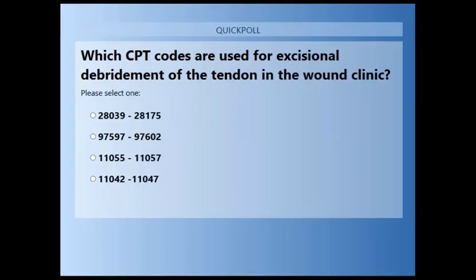Perfect. Okay, so the question is, which CPT codes are used for excisional debridement of the tendon in the wound clinic? And I'll let you read those codes because there's several choices. So which CPT codes are used for excisional debridement of the tendon in the wound clinic?